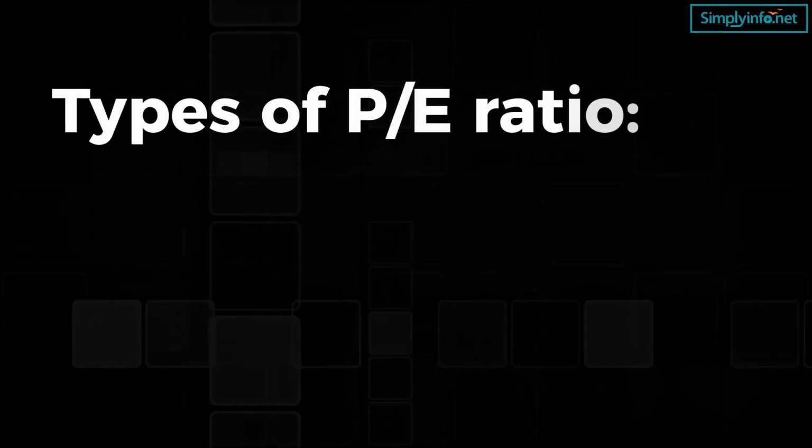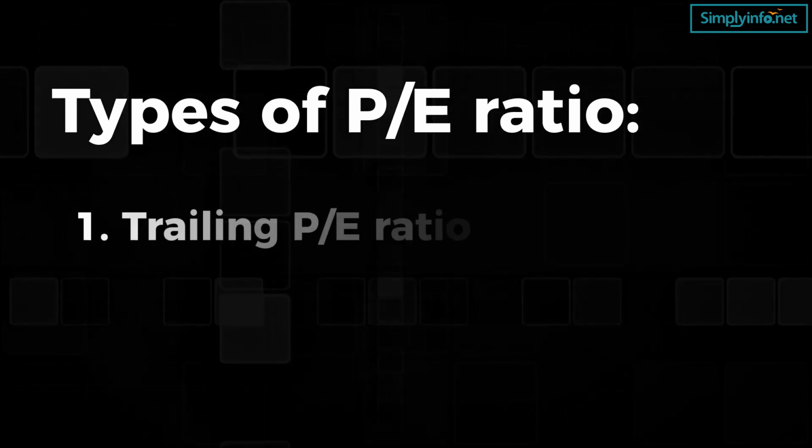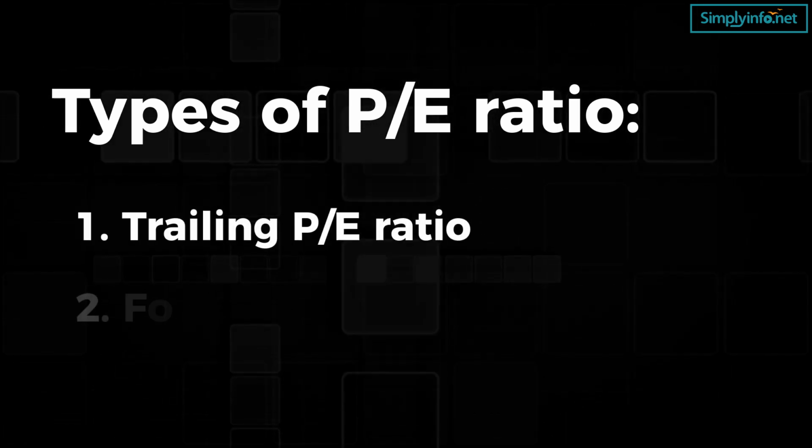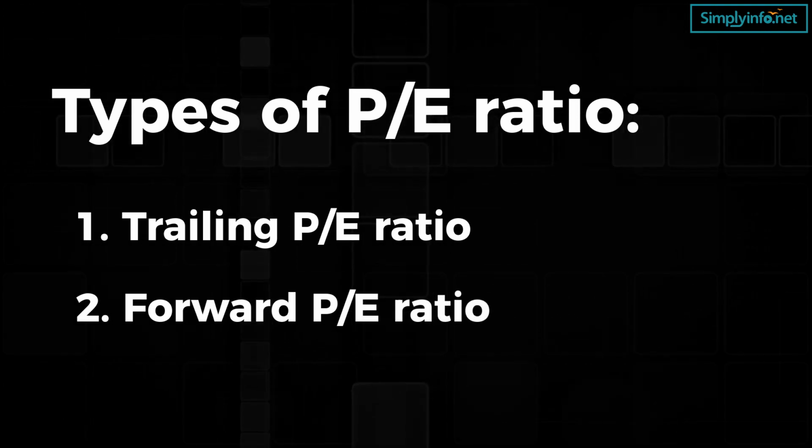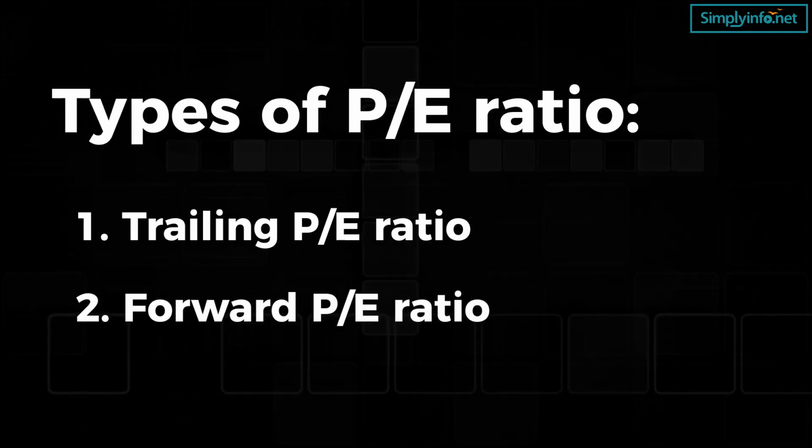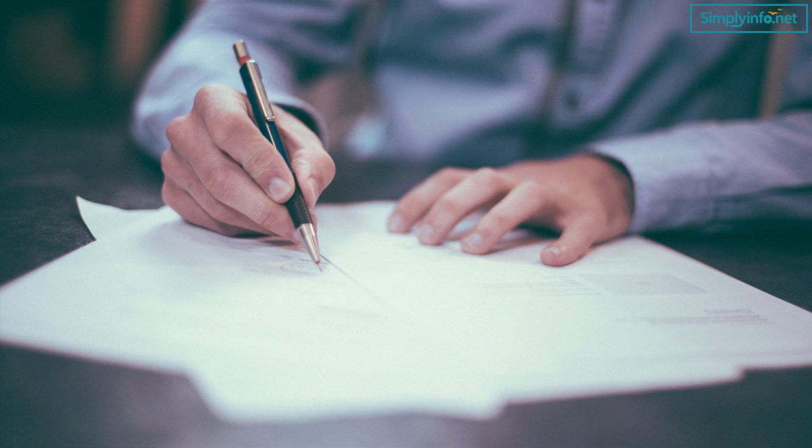What are the types of PE ratio? 1. Trailing PE ratio. 2. Forward PE ratio. Let's look into them one by one. Trailing PE ratio. This is done when the past earnings of a company over a period is considered to calculate the PE ratio. This is the most commonly used metric by the investors.